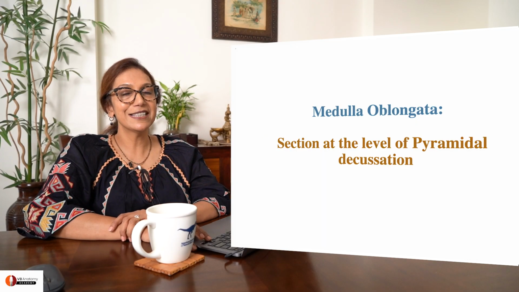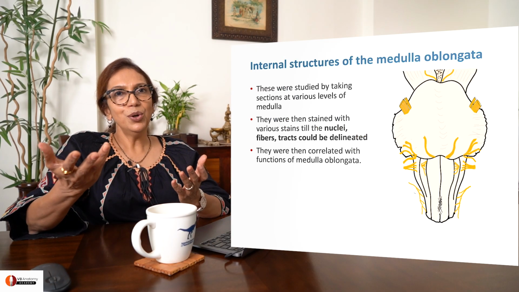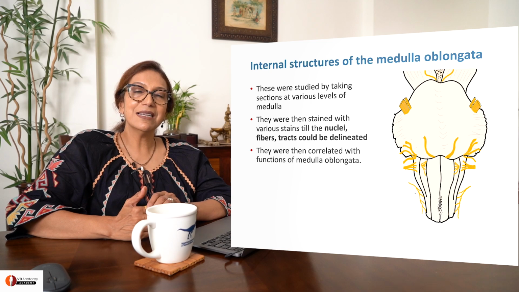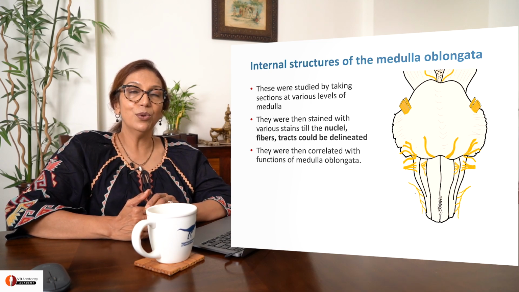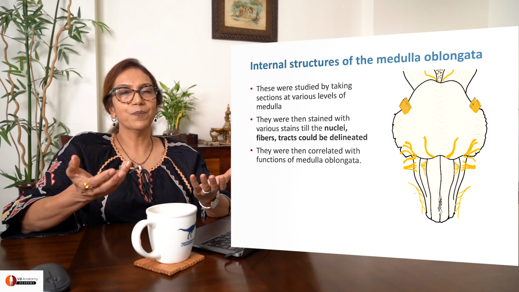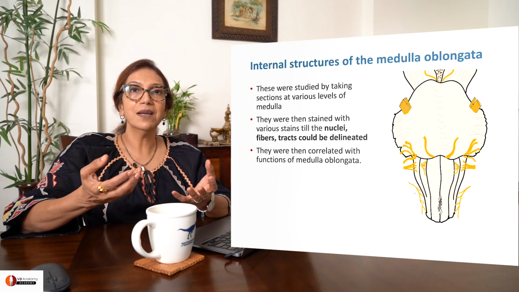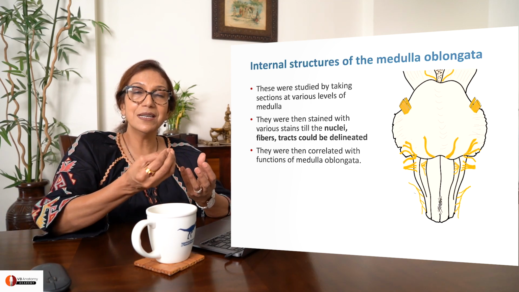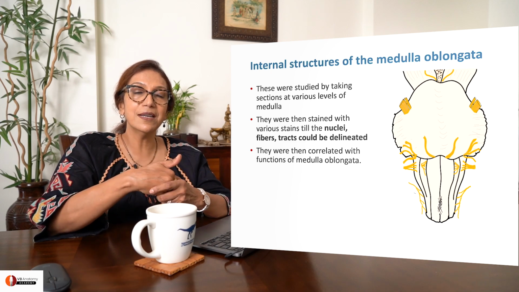Hello, my dear friends. How do we really understand? I don't know how many of you have actually seen the real medulla oblongata, but it looks like a white nervous tissue. It's very difficult to understand each structure that is present there and to understand in detail.